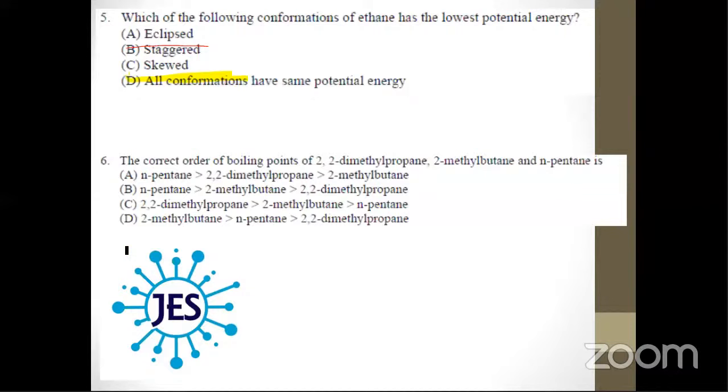Question number 6. The correct order of boiling points of 2,2-dimethyl propane, 2-methyl butane and n-pentane. First, let's write down the structures.